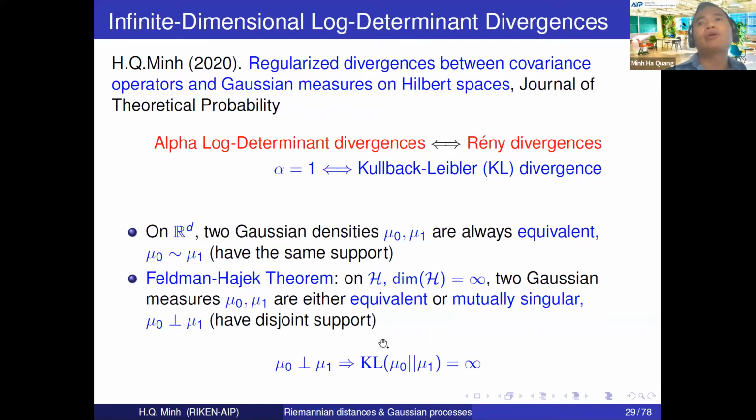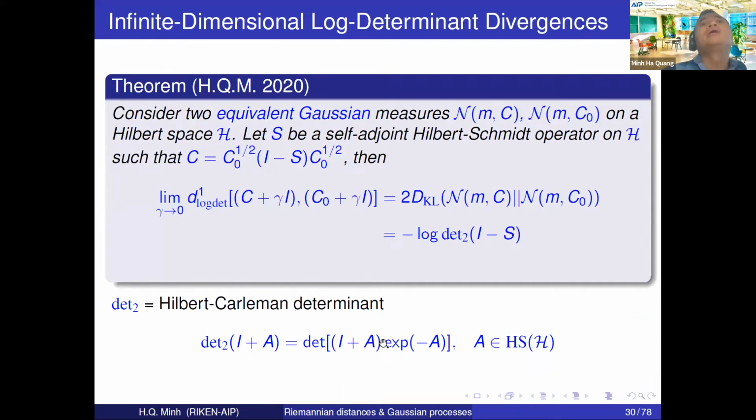It is not the case in the infinite dimensional setting, but we can show that if we have two equivalent Gaussian measures on a Hilbert space, and the covariance operators are related by this formula, then when gamma goes to 0, the log-determinant divergence, for example in the case alpha equal to 1, between C plus gamma I and C0 plus gamma I, is just equal to twice the KL divergence between these two Gaussian measures. So we recover the KL divergence, and in general the Rényi divergence, between two equivalent Gaussian measures when the regularization parameter goes to 0.